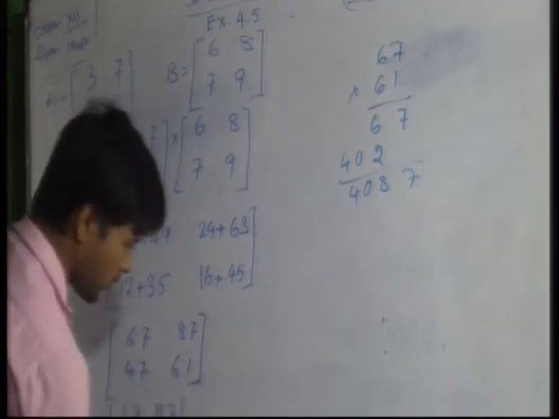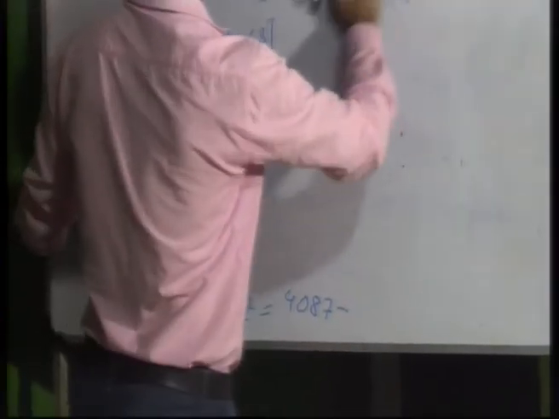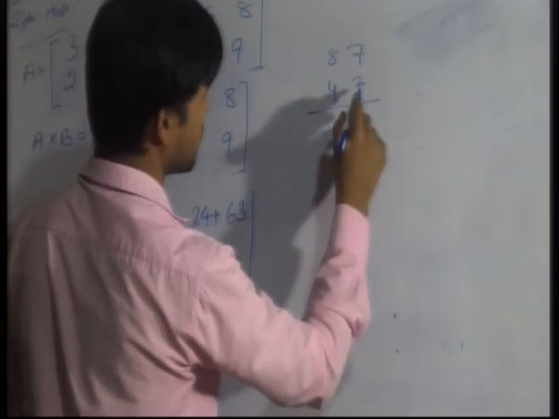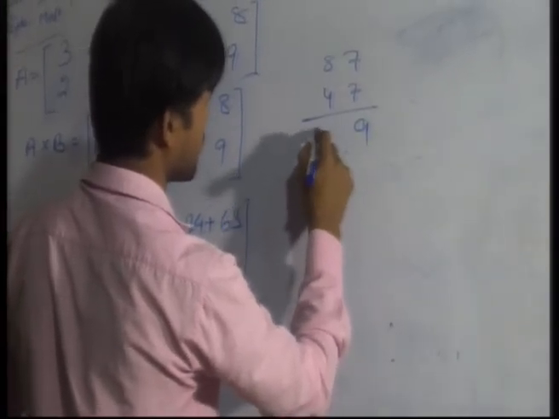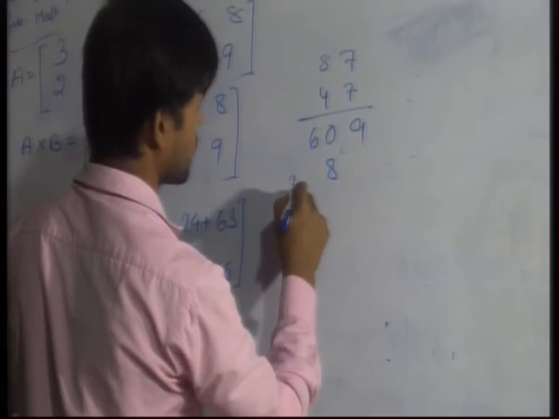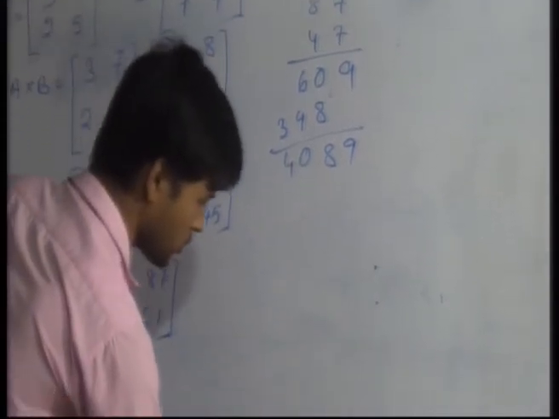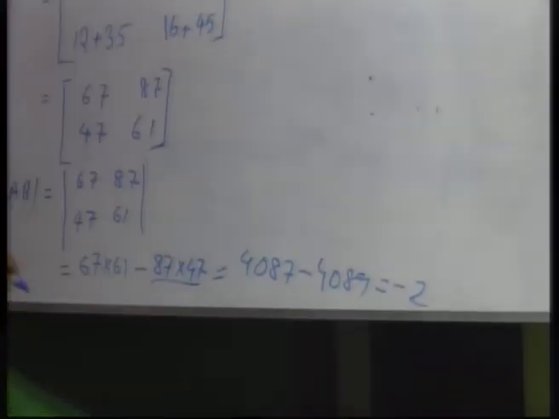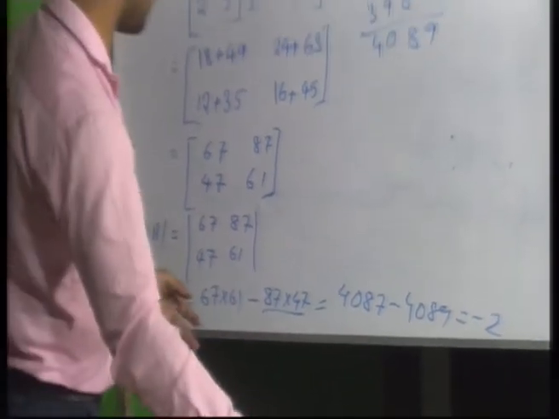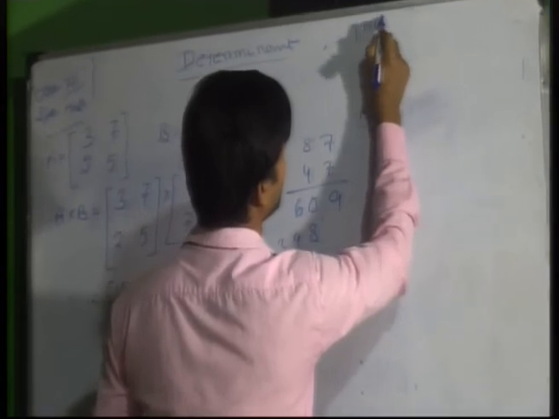67 and 61, so this is 4087, minus. Now multiply these two, 87 and 47. So the result is minus 2. That means the matrix A into B, means AB, is non-singular. Okay, so we have to use this result. So I'm writing here that the determinant of AB is equal to minus 2.